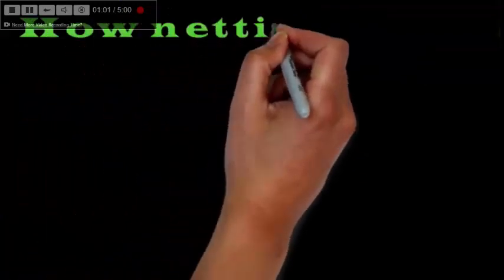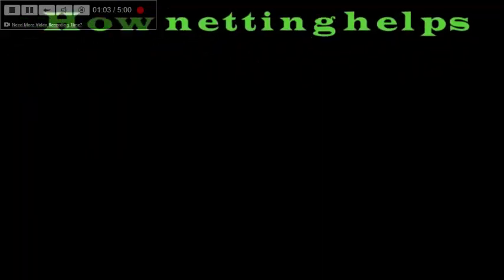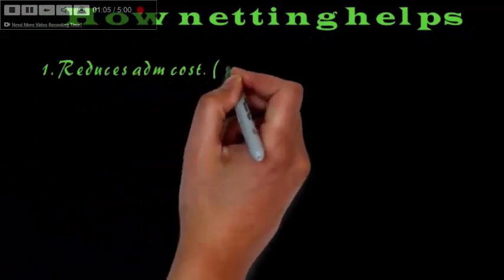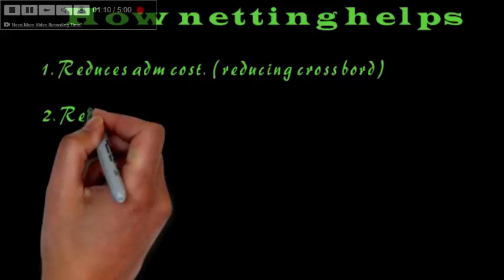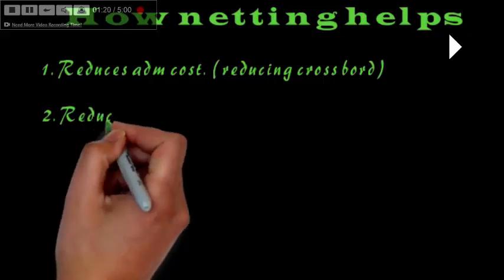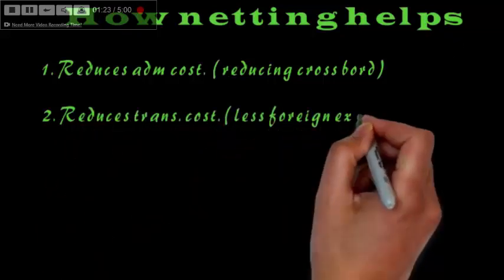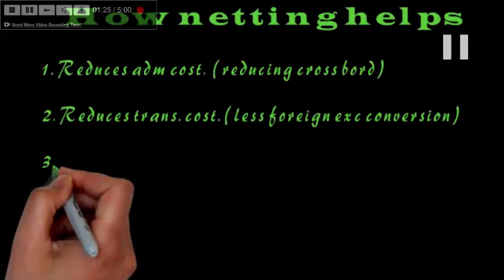So how does netting help? Why do we need to consolidate? There are a number of reasons. The first one, it reduces the administration cost. It reduces the cross-border transactions between the head office and its subsidiaries, and overall reduces the foreign exchange transactions or foreign exchange transfers, you can say. The other advantage is it reduces the transaction cost. Like if there is only one transaction versus 10 transactions, the cost comparatively reduces.